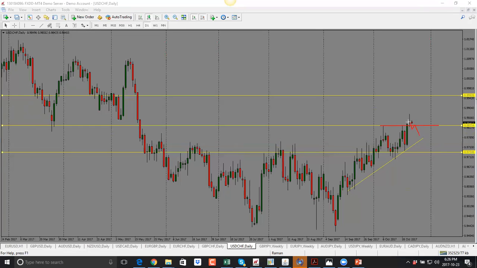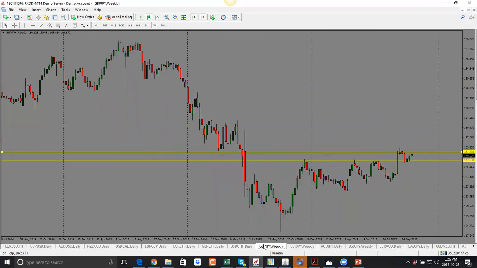So I would like to see the price break through, do a test of that, and then do another drop. Once the price stays below this level, then we're looking for a further move to the downside in that as well.